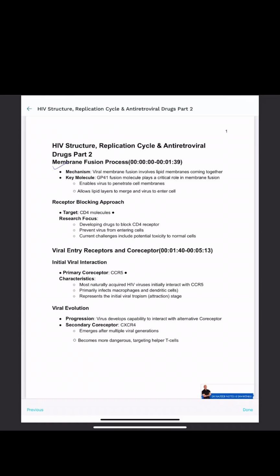Till now we had seen the membrane fusion process. So how was it happening? Viral membrane fusion involves lipid membranes coming together. The GP41 fusion molecule plays a critical role in membrane fusion, enables the virus to penetrate the cell membrane, and allows the lipid layers to merge and the virus to enter the cell.